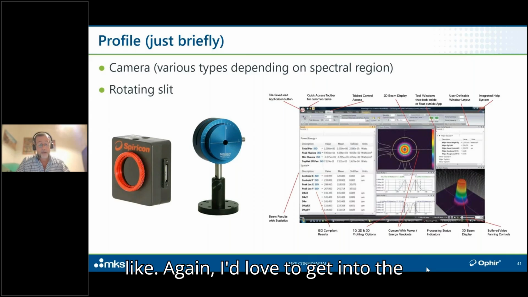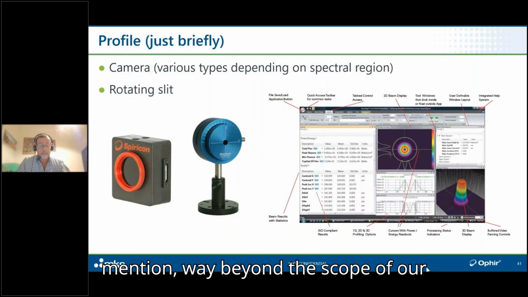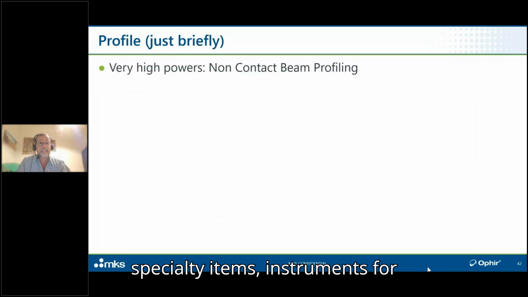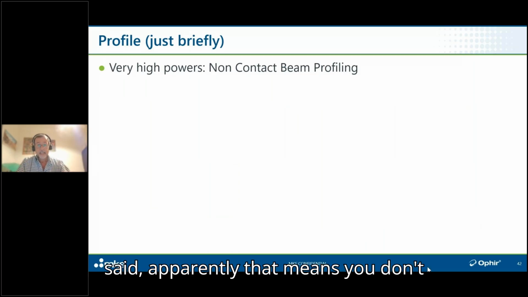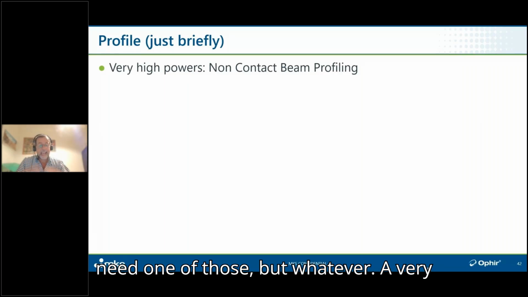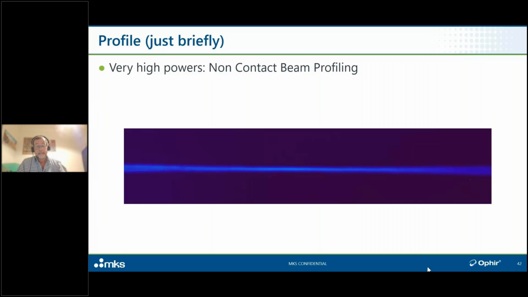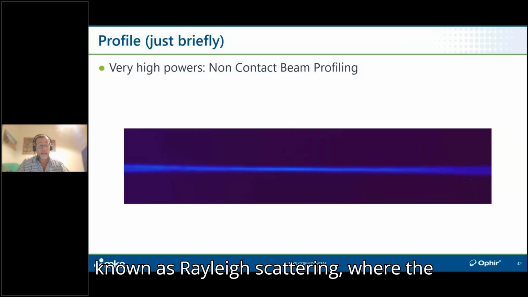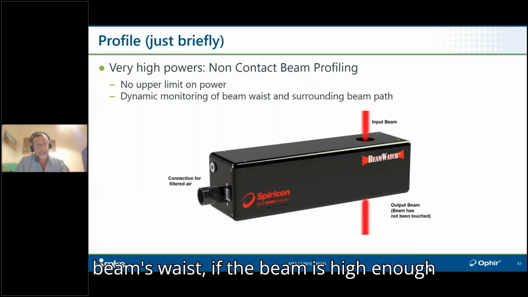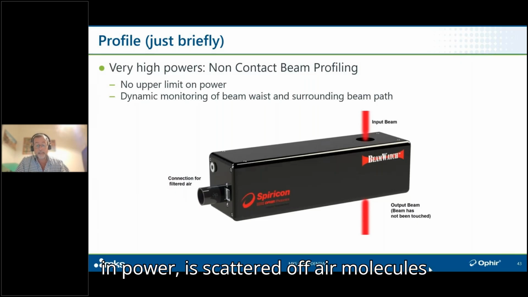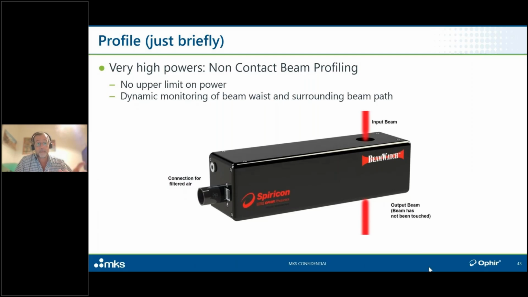A very cool solution that was introduced a couple of years ago by Ophir Spiricon is based on a physical property of light known as Rayleigh scattering, where the highly concentrated light around the laser beam's waist, if the beam is high enough in power, is scattered off air molecules in its vicinity and captured by a camera, and then analyzed. This allows for an analysis of the laser beam's waist without coming into contact with the beam. So the result is a beam analyzer with no cooling required, no moving parts, and essentially no upper limit on the power of the beam that it can analyze.